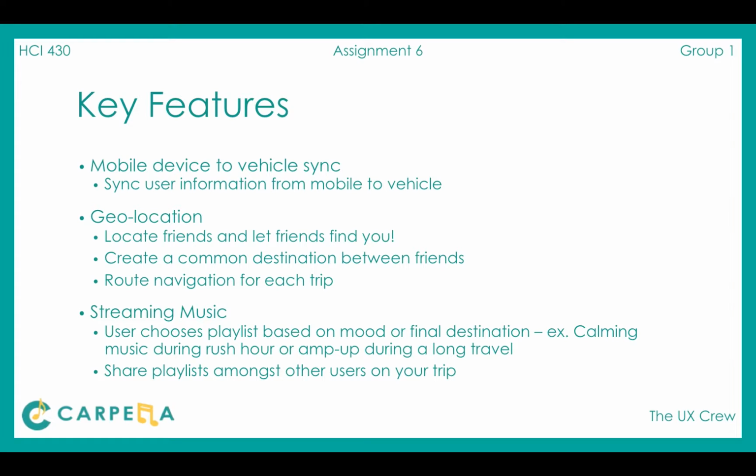Some of our key features within this app are it's a mobile device that can sync to your vehicle. Basically sync user information from mobile to vehicle. There's also geolocation where you can locate friends and friends can find you. You can create a common destination between friends, and there's route navigation for each trip.